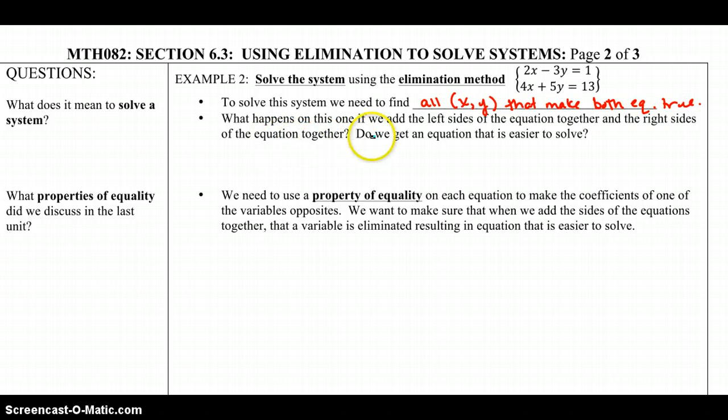So we're asked what happens on this one if we simply add the left sides of the equation together and the right sides of the equation together. So again, if we take our 2x minus 3y and add to that the quantity 4x plus 5y, and add 1 and 13 on the right sides of the equation. And so again, 2x plus 4x, we're going to get 6x. And a negative 3y and a positive 5y, we're going to get plus 2y. And 1 plus 13, we get 14.